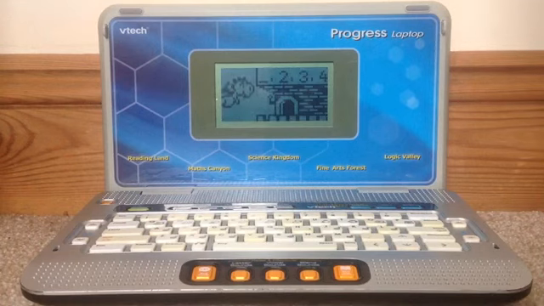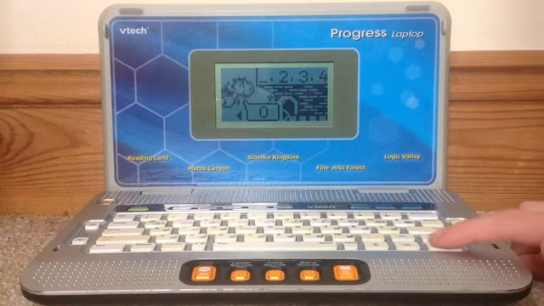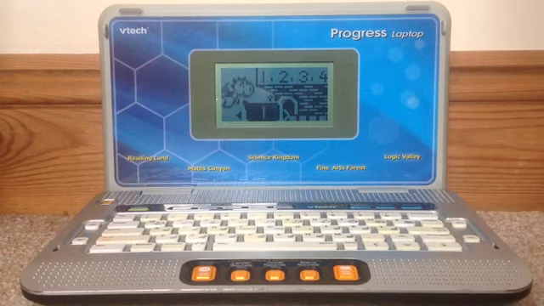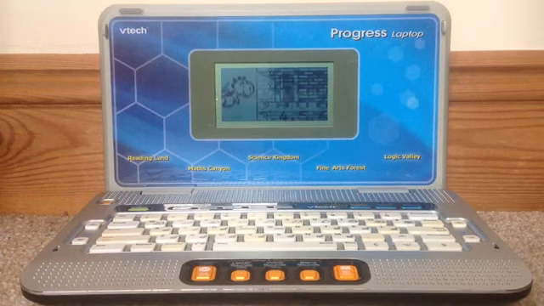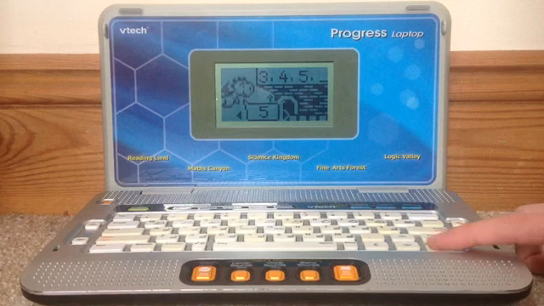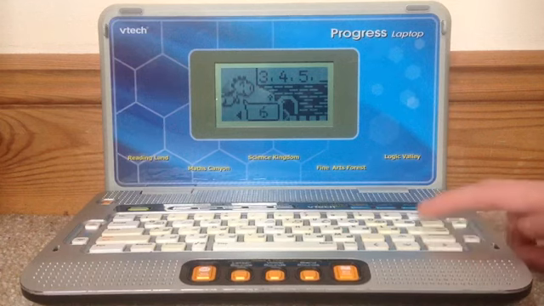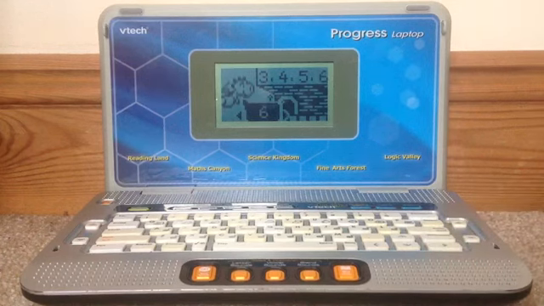Fill in the missing number. Use the arrow keys and press enter to answer. Wow! 1 is the missing number. Try the next one. Fill in the missing number. That's right! 5 is the missing number. Try the next one. Fill in the missing number. Excellent! 6 is the missing number.